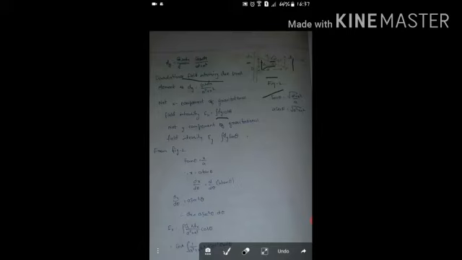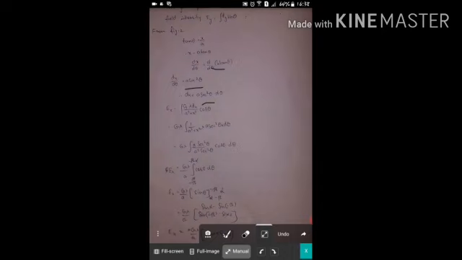From figure 2, tan theta is equal to x by a, so x is equal to a tan theta. If we take d by d theta on both sides, dx by d theta is equal to d by d theta of a tan theta. We know d by d theta of a tan theta is equal to a secant square theta. So dx by d theta is equal to a secant square theta, and dx is equal to a secant square theta d theta.